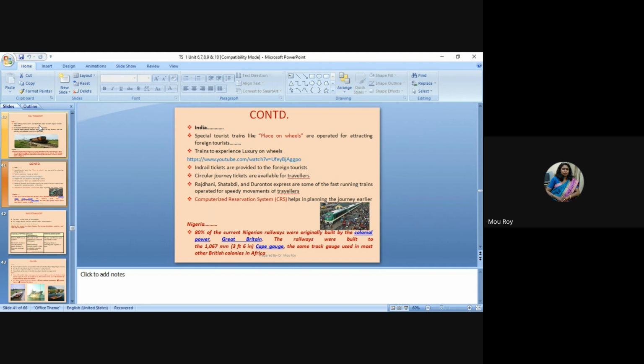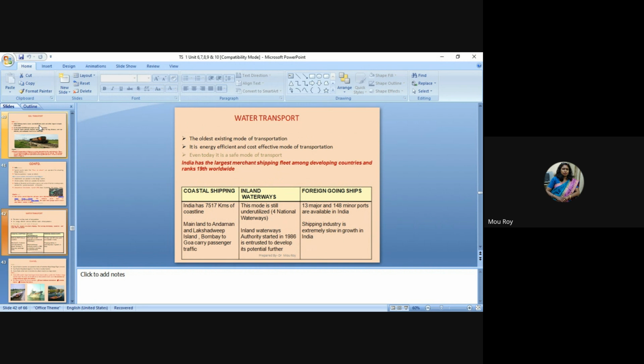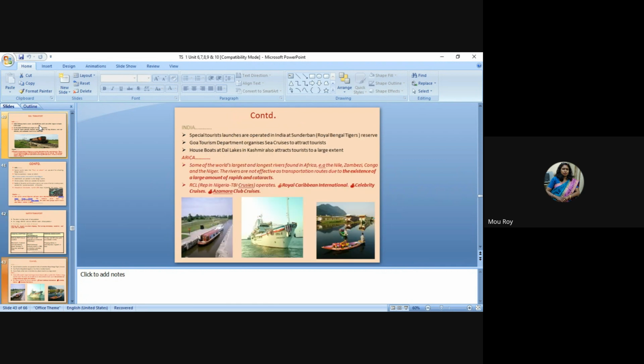Okay, Rajasthan. Then water transport is the oldest existing mode of transportation, and it is an energy efficient and cost effective mode of transport. There are around 13 major ports and 148 minor ports in India. The Indian coastline is 7,517 kilometers long. Then we also have special tourist launches operated.